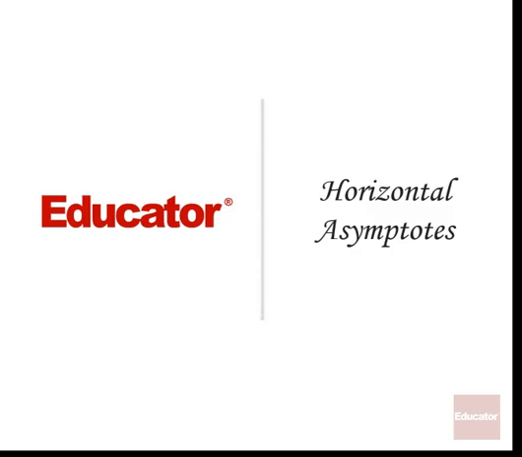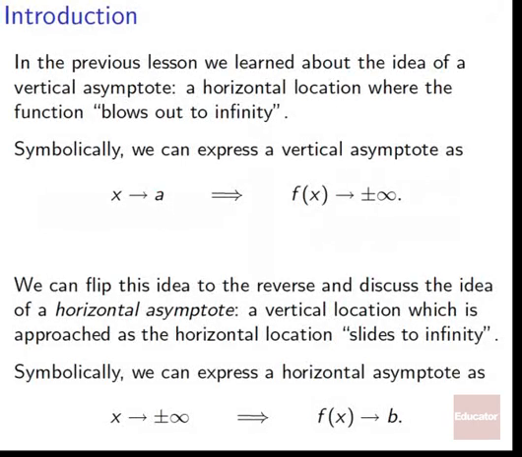Today we're going to talk about horizontal asymptotes. In the previous lesson we learned about the idea of a vertical asymptote, a horizontal location where the function blows out to infinity, either up or down. Symbolically we can express this as a vertical asymptote as x approaches some a, some horizontal location a, and when that happens f of x goes to positive or negative infinity.